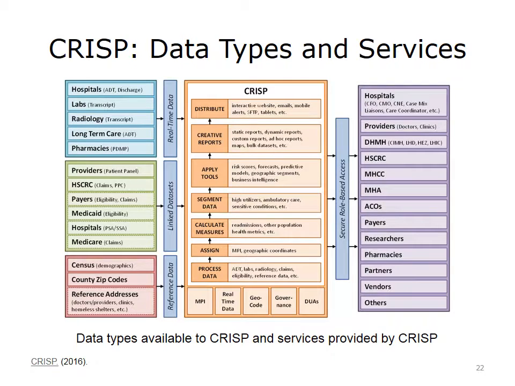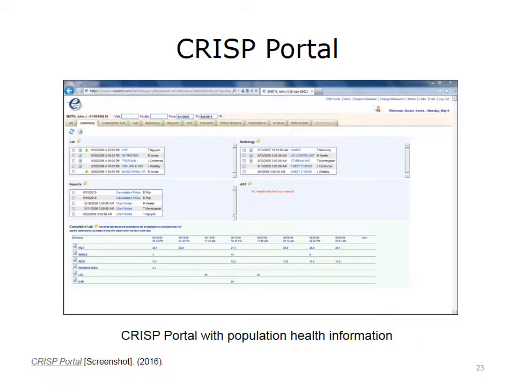This slide shows various services that CRISP provides to its stakeholders. On the left side, the data sources are listed. The middle part shows how data is being processed by CRISP. And the right side of the diagram shows the receivers of various CRISP services. This image shows a screenshot of CRISP's portal to retrieve patient information collected throughout its network. A series of population health risk scores are already incorporated in this portal, and even more risk scores are planned to be integrated.